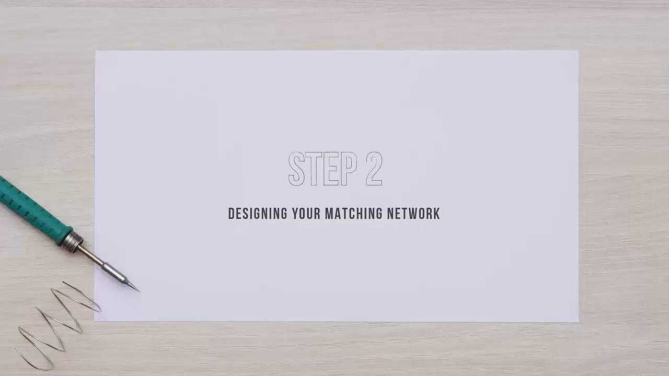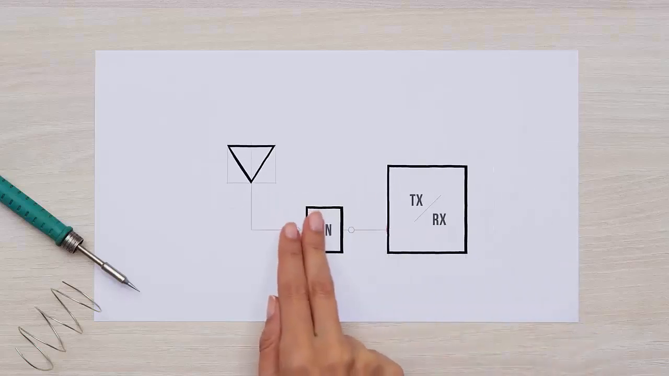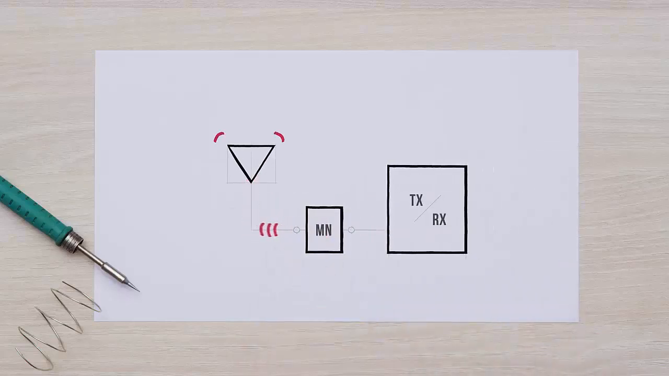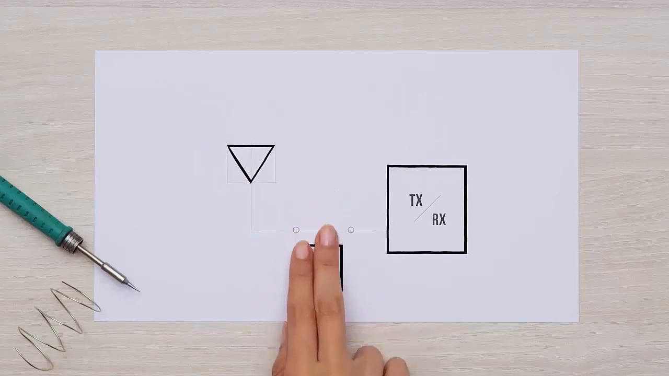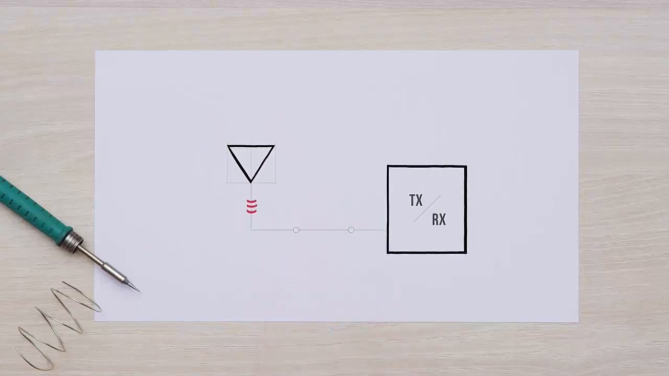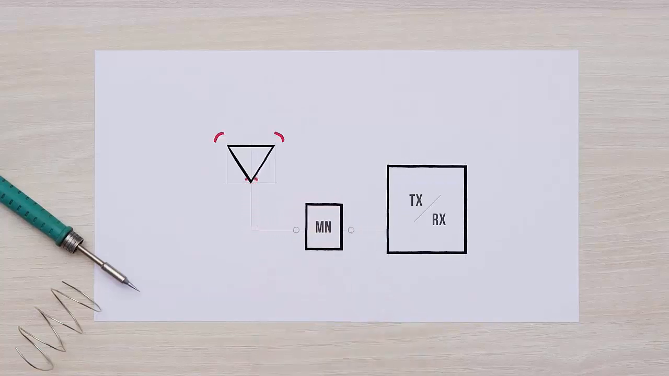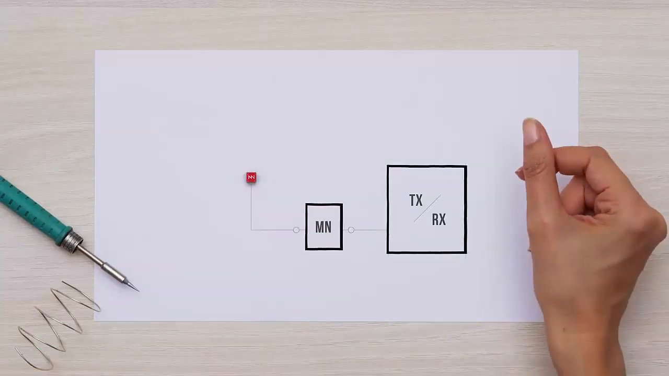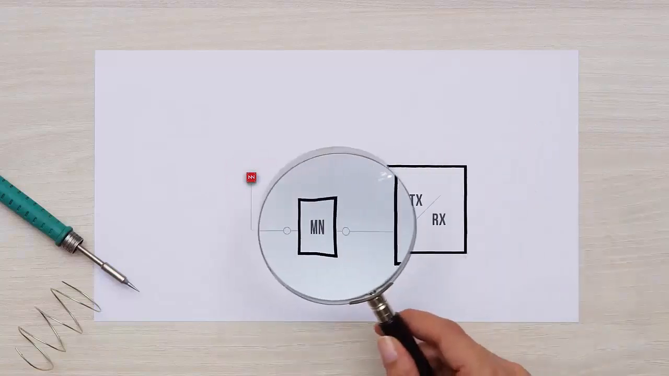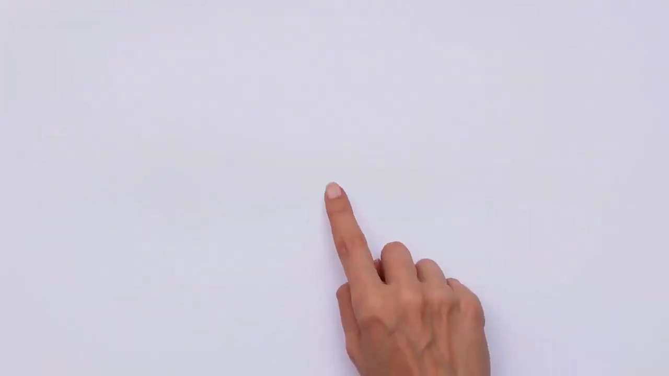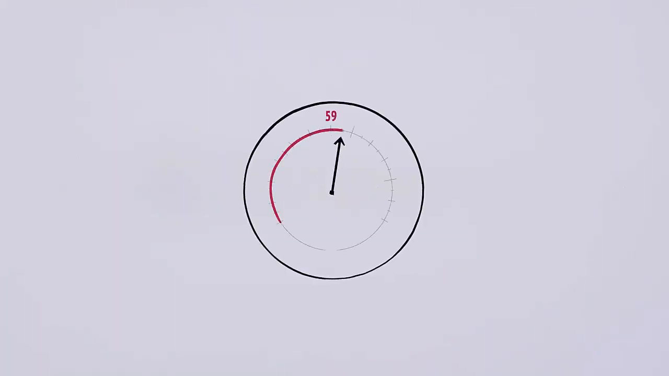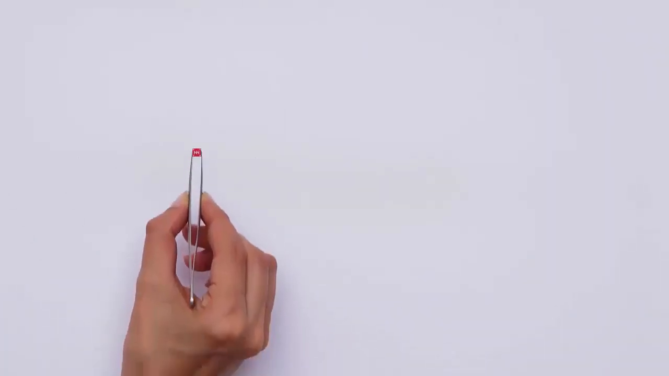Step 2. Designing your matching network. Many antennas need a matching network. Why? Simple. Without it, your antenna would reflect some radio waves back. Here, we'll learn how to design a matching network to optimize the transfer of energy to the antenna component. But what exactly is a matching network? It's a specific combination of inductors and capacitors to obtain 50 ohms of antenna impedance. In only 3 steps, you can design a basic matching network.